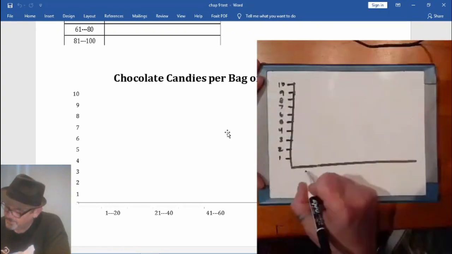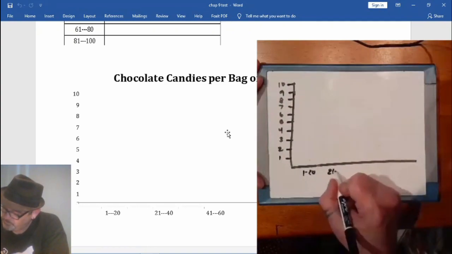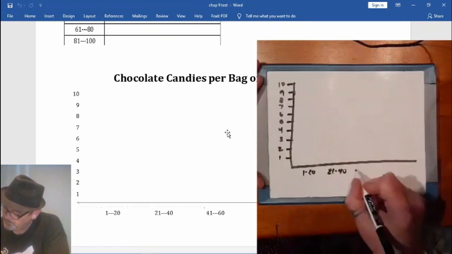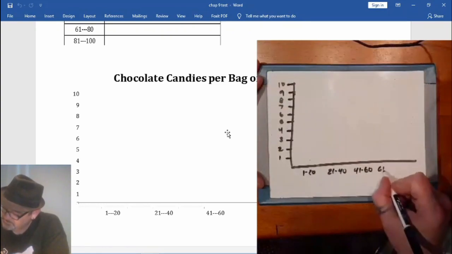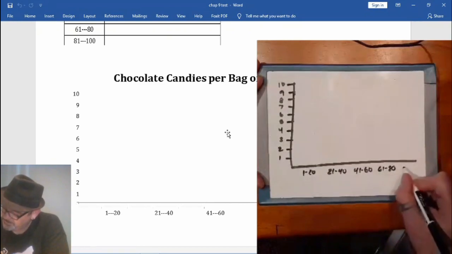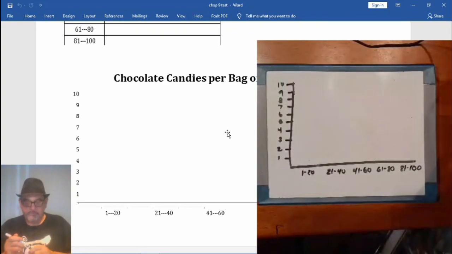And then down here we have 1 through 20, 21 to 40, 41 to 60, 61 to 80, and then 81 to 100. Not bad. Not bad for the artwork. So, how do we draw a bar graph?